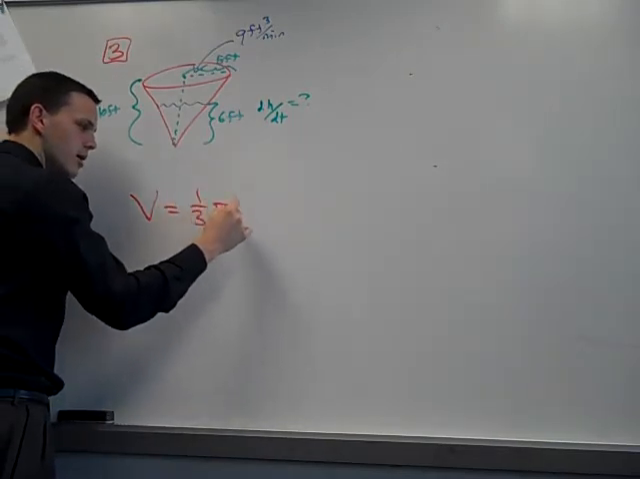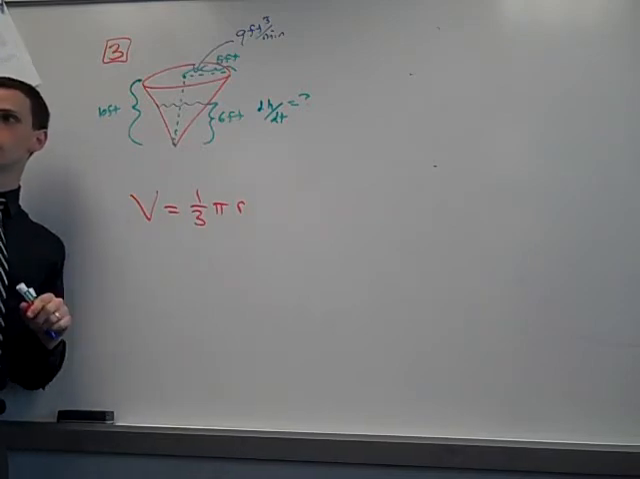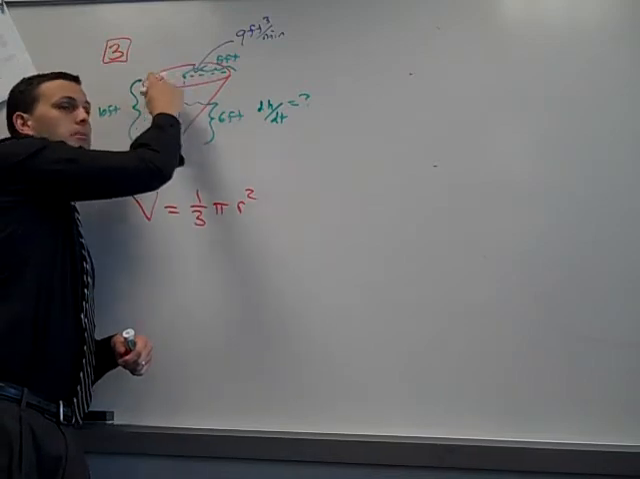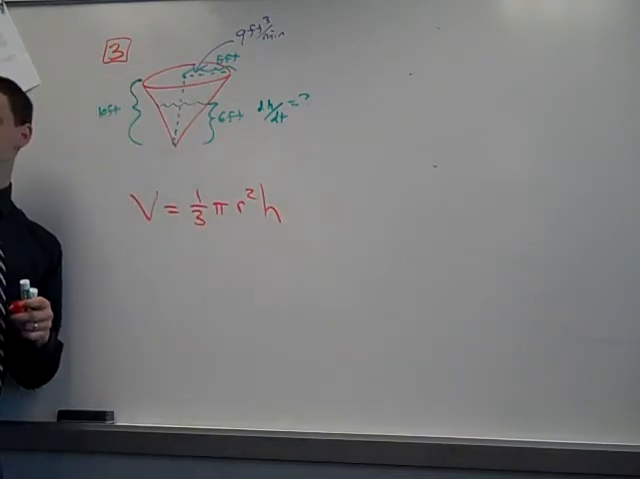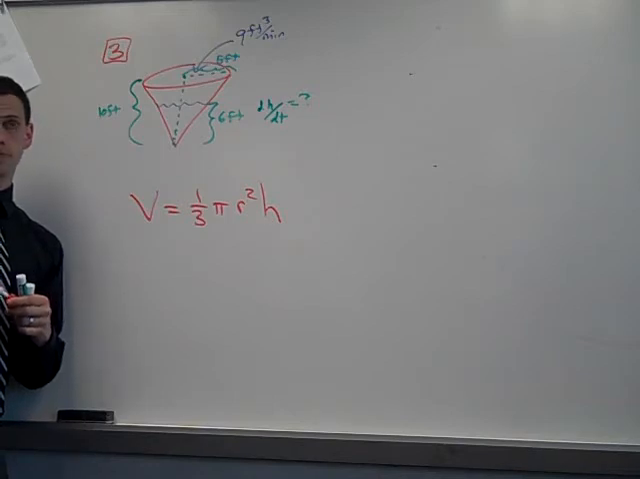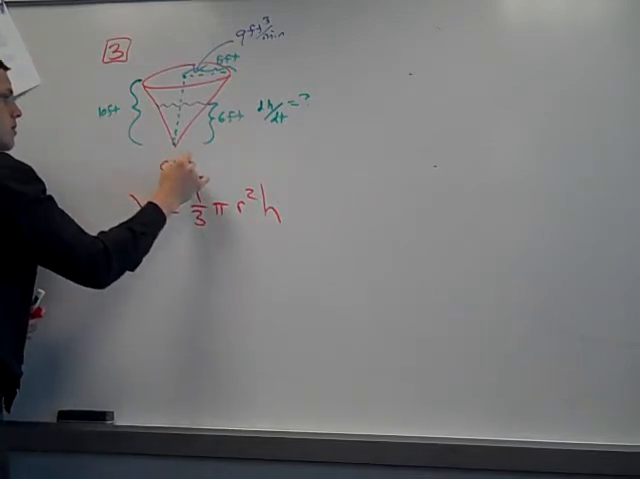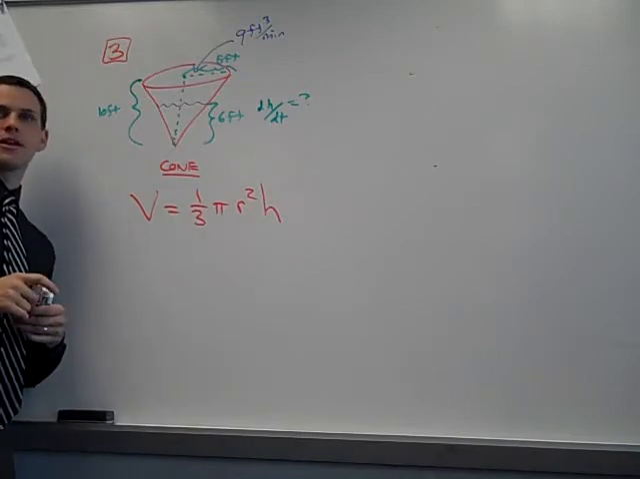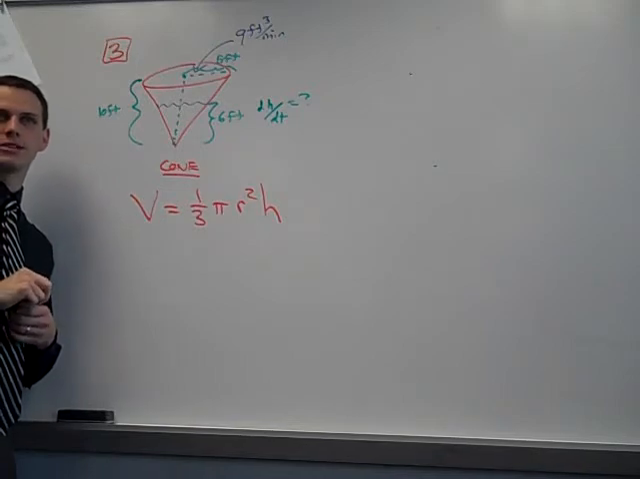One third pi. Now it's cubic, so cube is in the third dimension, so you need 3 powers. And it's going to be r squared. One third pi r squared times h. That's the formula for the volume of a cone. So you need to memorize this. They don't give it to us on the AP test, and I'm not going to give it to you on my test.